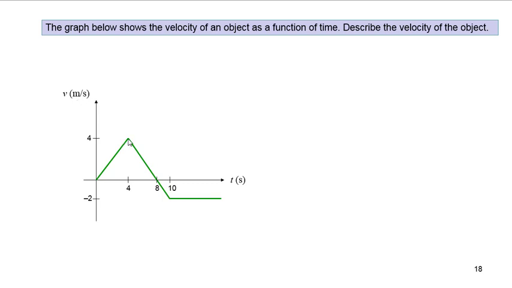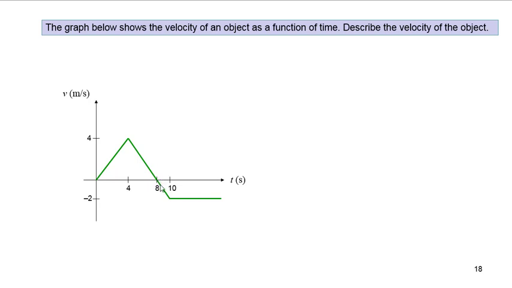Now at t equals 4 seconds, it doesn't turn around, but this is the point where it starts to slow down. It's still going in the positive direction, but it's going slower and slower. And then right here at t equals 8 seconds, this is the moment that it turns around. For this one moment, the velocity is 0. It's not moving. The object is at rest right at this moment.